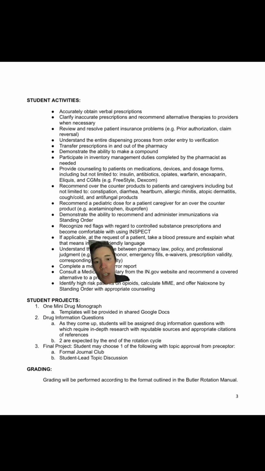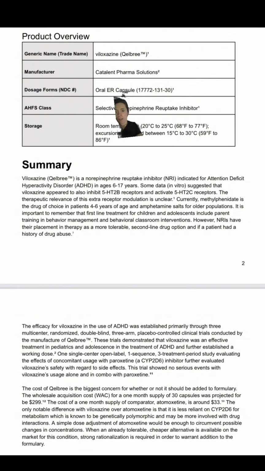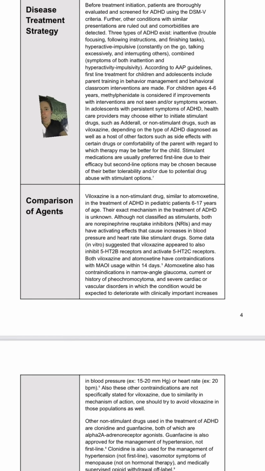These are my little projects that I give them. I want them to complete one mini drug monograph. This is an example of actually a full monograph I did on viloxazine, or Qelbree. So in a monograph we have a product overview, summary, disease state strategy. I looked at comparison with other agents, in this case, Strattera or atomoxetine.